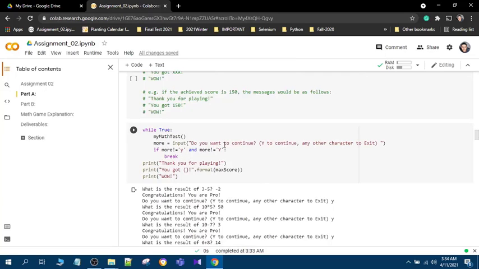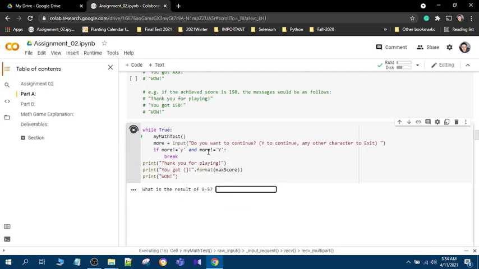Here I allow the user to play more or quit. If quit, display the score. The player needs to input the correct answer. Then it will ask the user if he wants to continue. If yes, then he needs to input Y. Otherwise, any other character to exit.